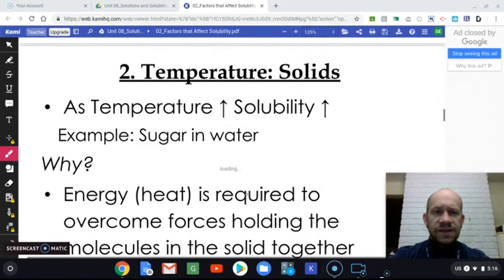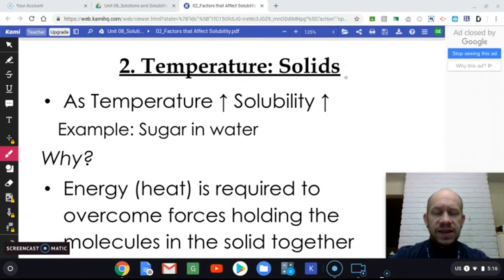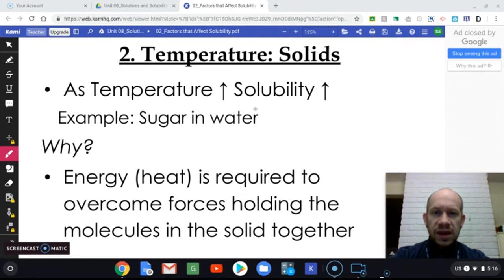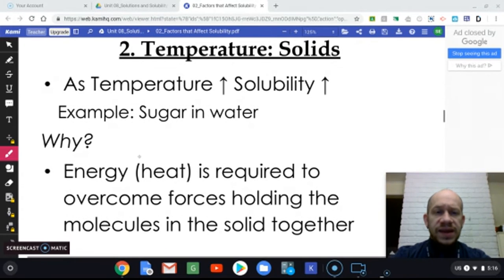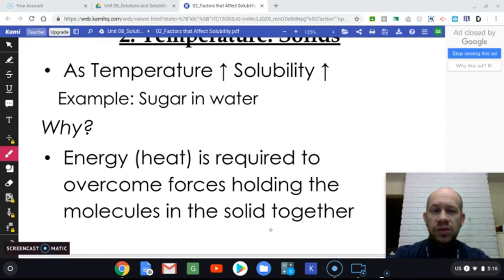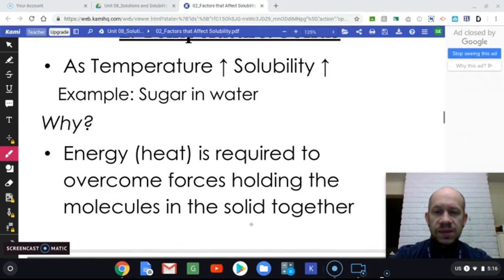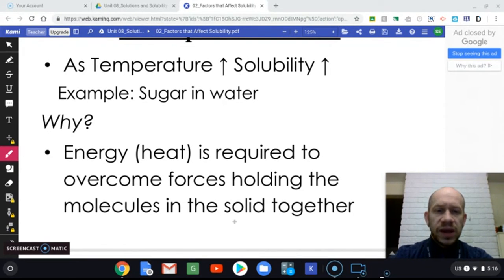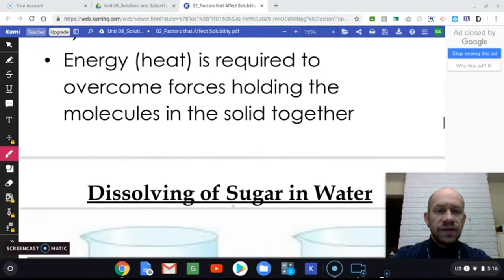The second factor that affects solubility is temperature, and this is only for solids. So as temperature increases, the solubility increases. For example, sugar and water. If I heat up the water, I can dissolve more sugar. The reason why is that heat energy is required to overcome the forces that hold the molecules in the solid together. So as we add more heat, we can overcome those forces holding the solid together and more will dissolve.